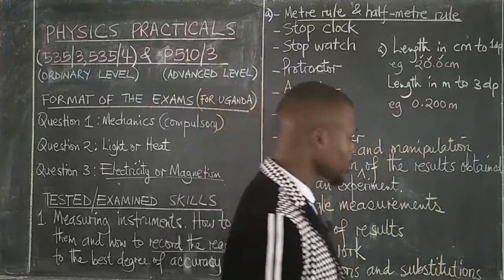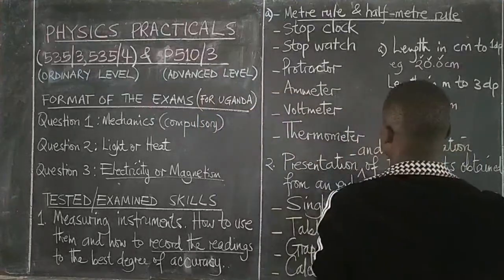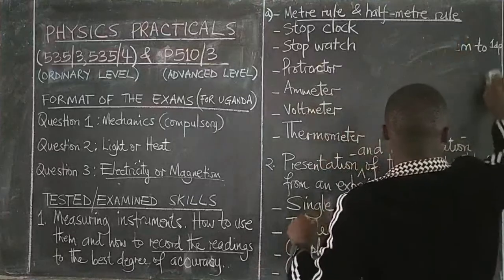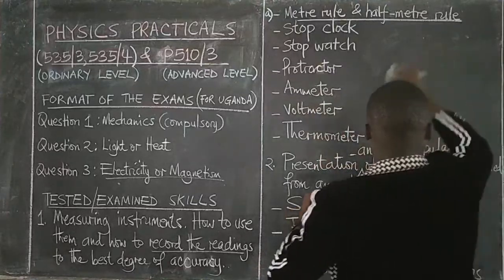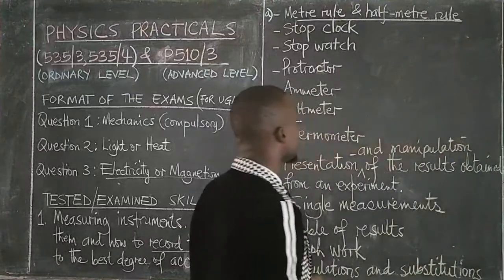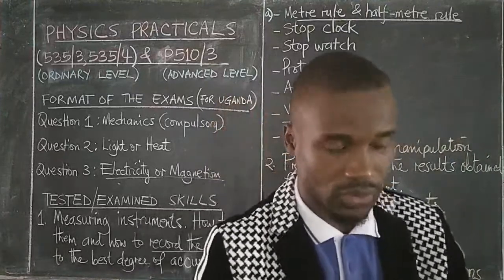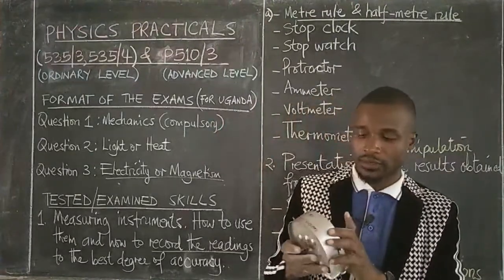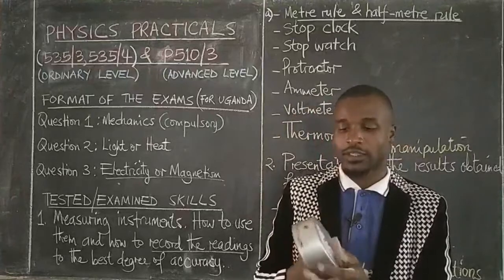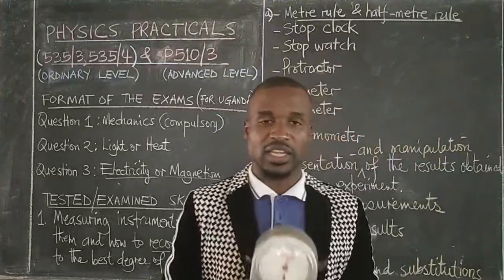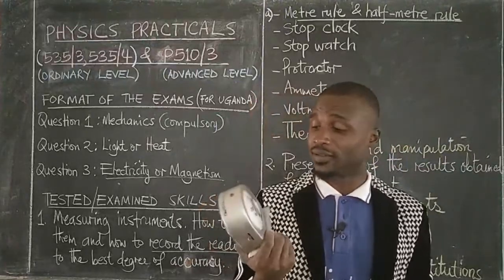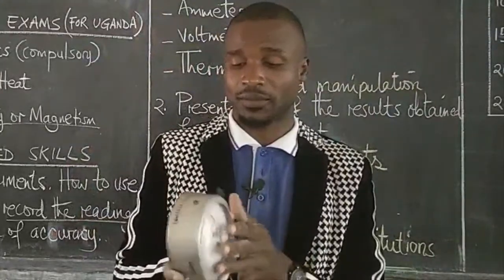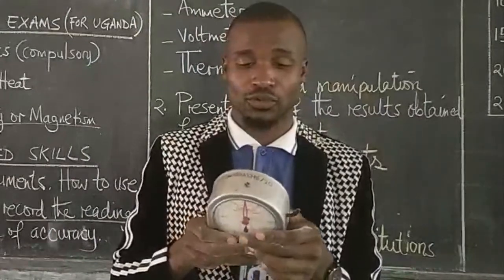Number 2 is what we call a stop clock. A stop clock is this device that you see here. This device does not use electricity. It doesn't use electricity, but it operates on Hooke's law.